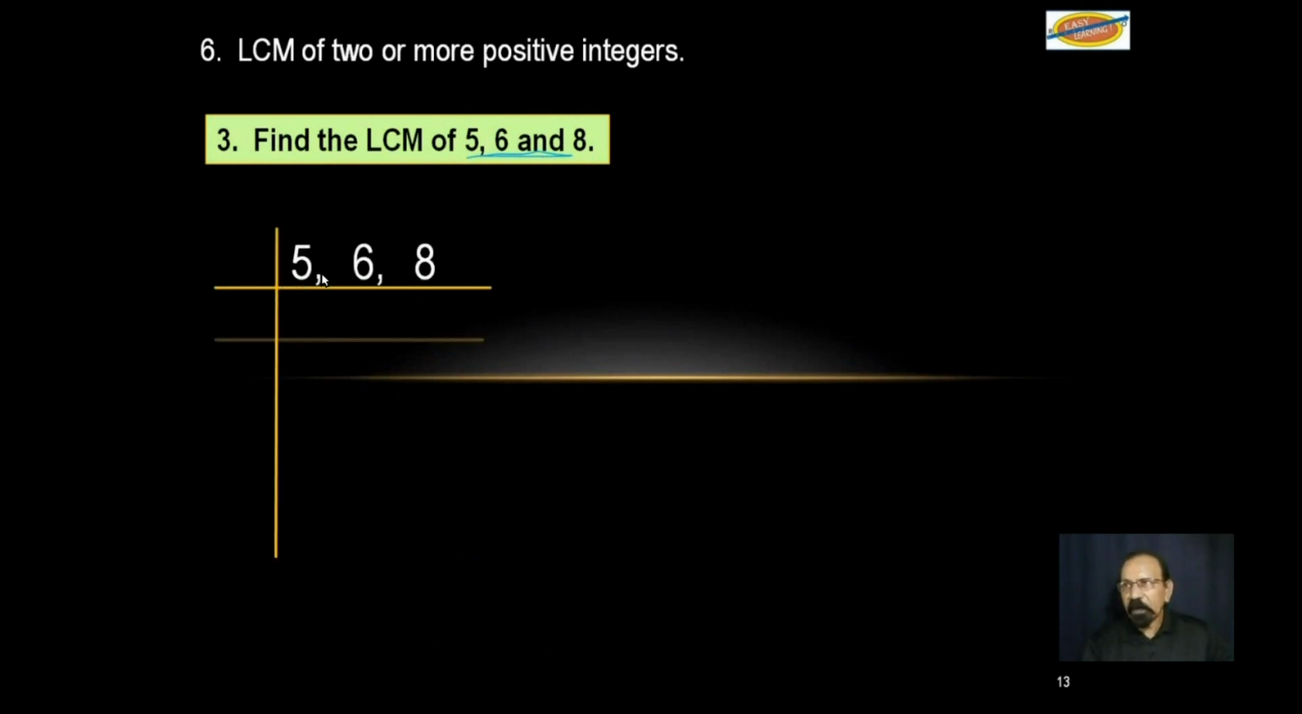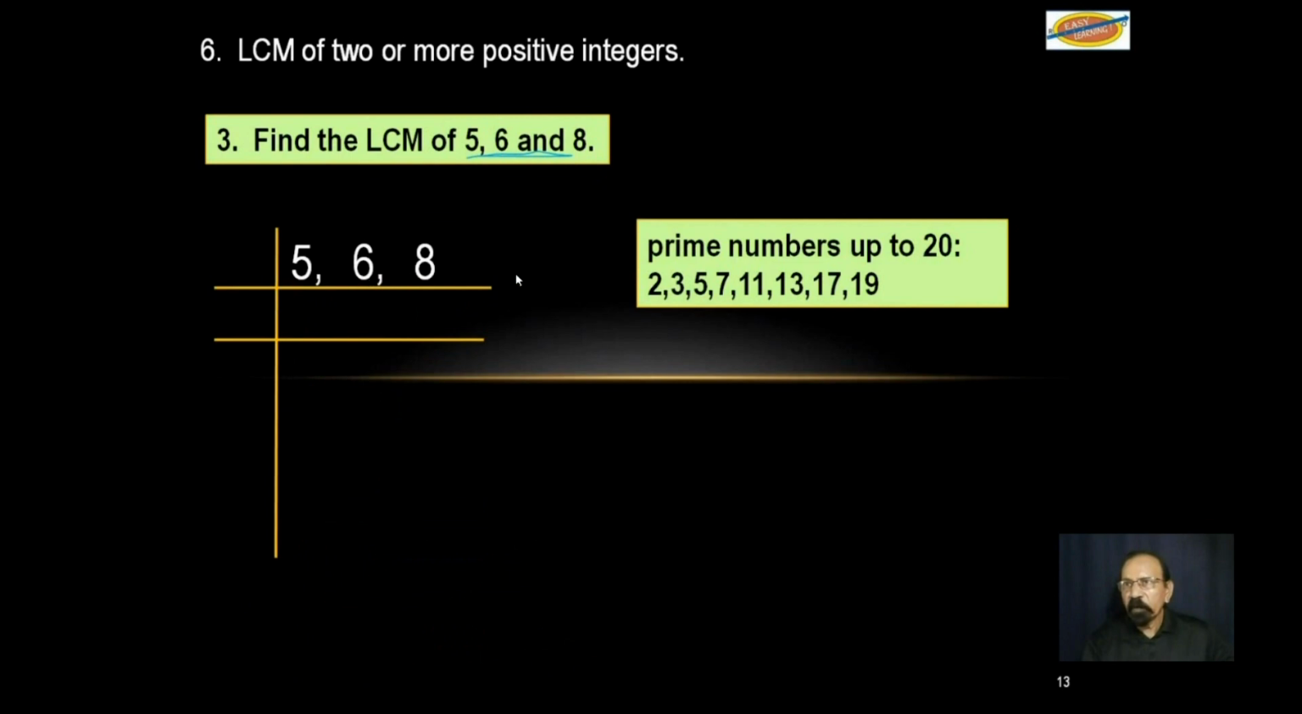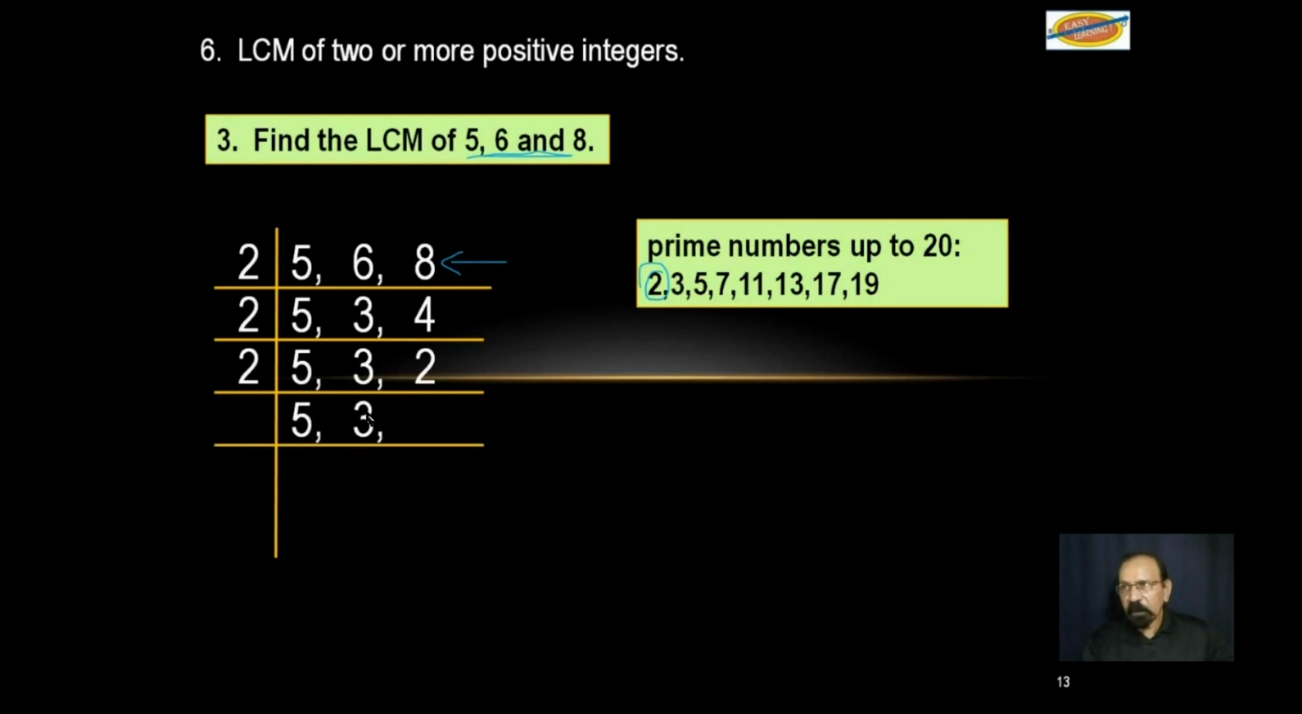Set it up like you did before. We will begin with the lowest prime number if it can divide anything here, and it can. So we divide by 2. 2 into 5, bring down the 5. 2 into 6, 3. 2 into 8, 4. Can we try 2 again? Yes. 2 into 5, can't go, bring it down. 2 into 3, can't go, bring it down. 2 into 4, 2. Can we try 2 again? Yes. 2 into 5, bring that down. 2 into 3, bring that down. 2 into 2, 1. So we will ignore that column.